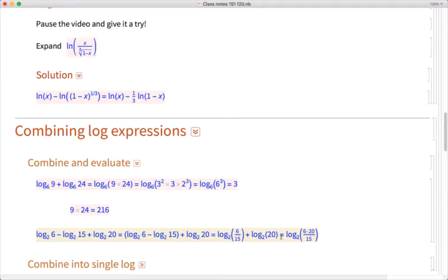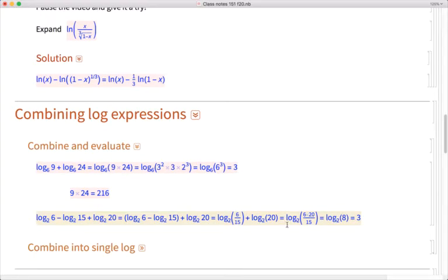Okay, so maybe I should be doing this cancellation by hand, but I'll go ahead and let the computer knock that down to the number 8. 8 is 2 cubed, and so this evaluation turns out to be 3. Okay, so that's at least one example of why you might choose to combine logs here.